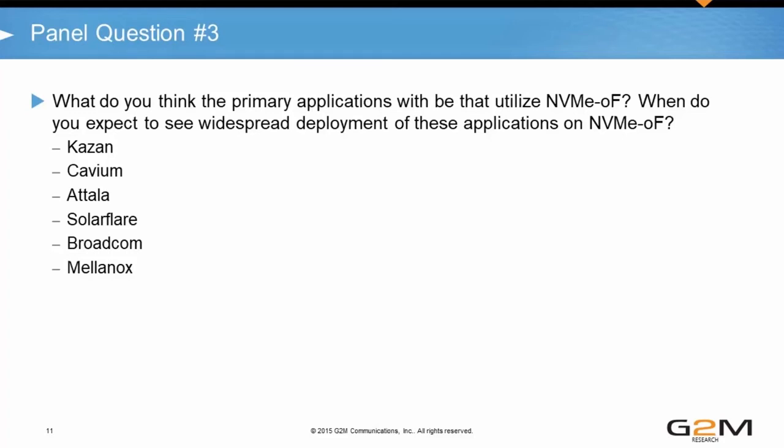And moving along to our third question, what do you think will be the primary applications that utilize NVMe over Fabrics? And when do you expect that we'll see widespread deployment? Which of course means we have to define widespread deployment. I would guess that's kind of 20% of purchases in this kind of application. We're not looking for when it goes mainstream, but when it becomes acceptable to the mainstream.